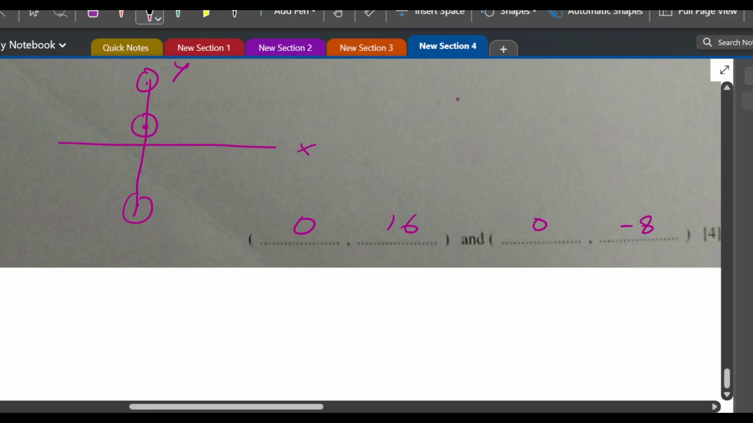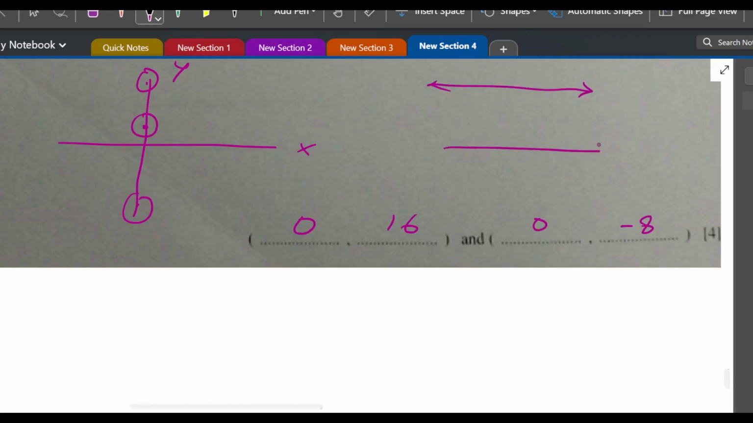Very good question. Now for parallel lines, this line and this line are going to be parallel. Suppose the gradient for this line is m. So the gradient for this line is also going to be m. If here the gradient is 2, here also the gradient is going to be 2, and your equation will be y equals 2x plus c.